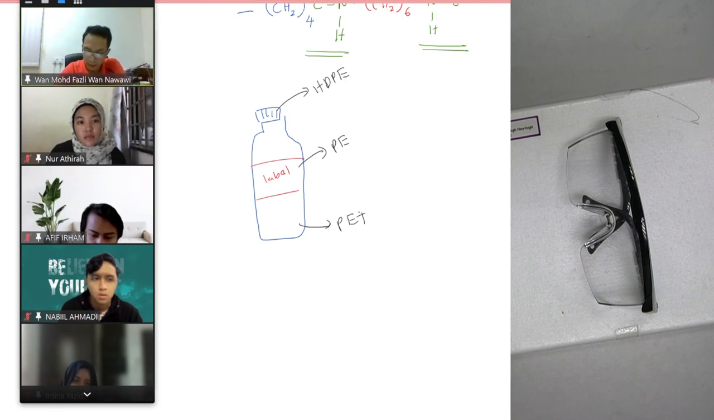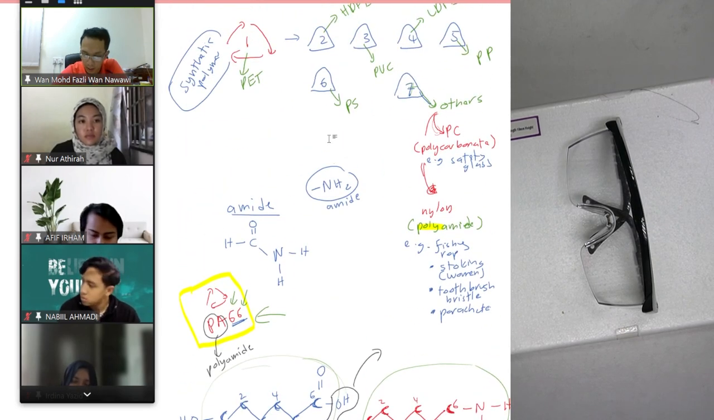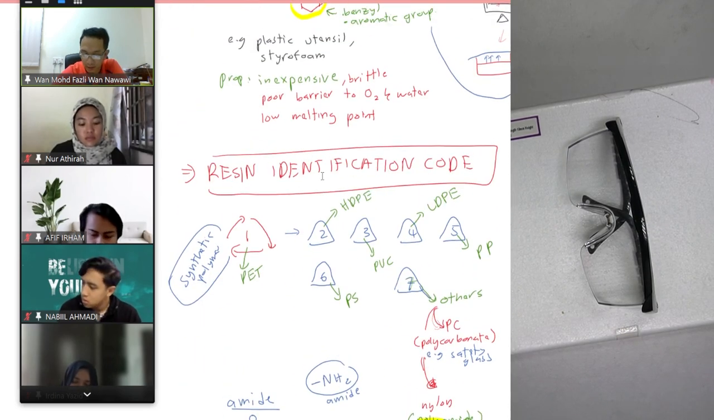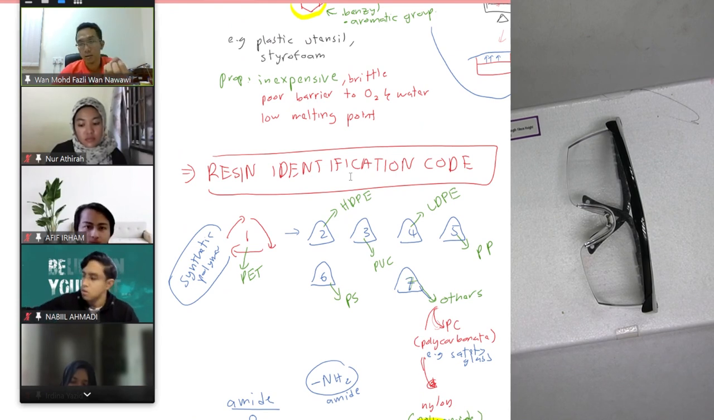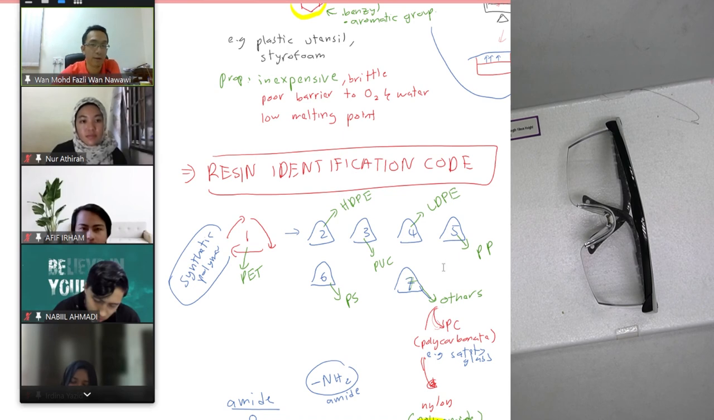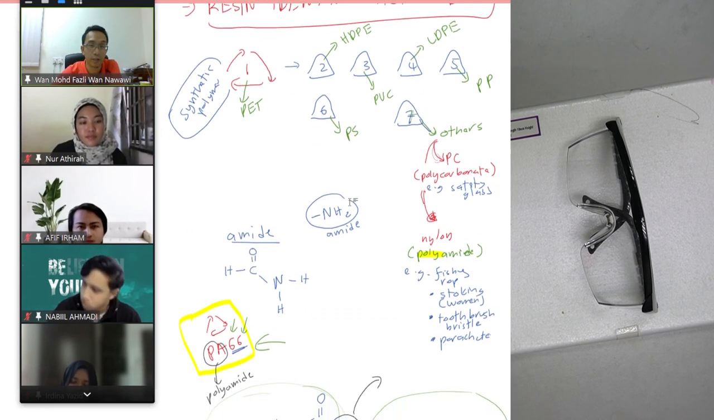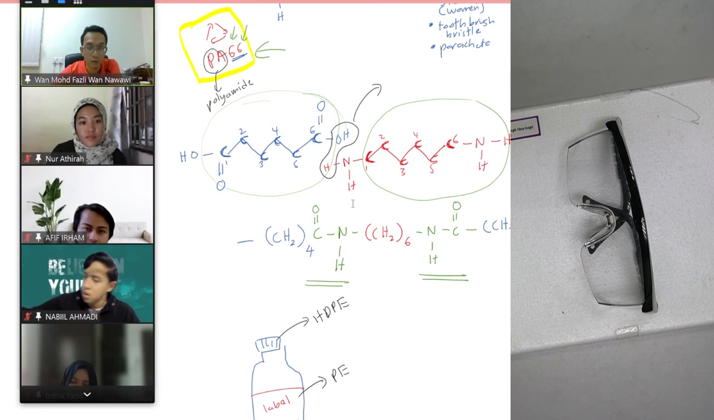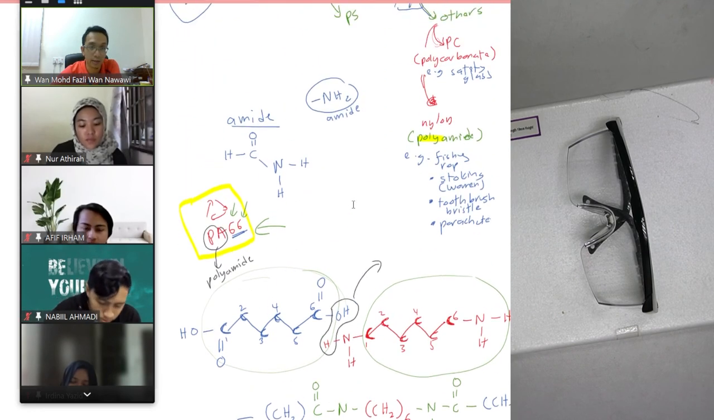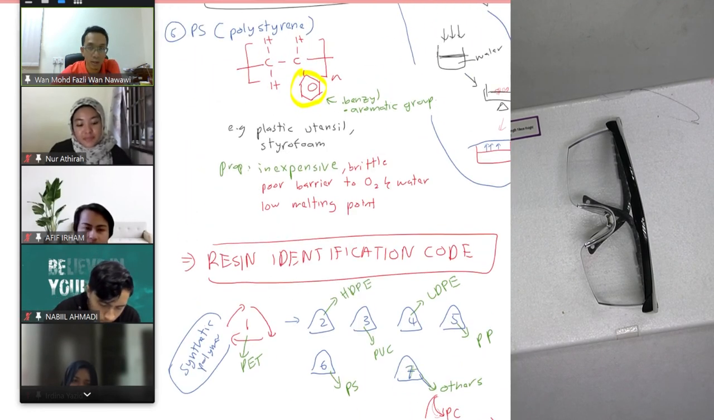So what does resin identification code mean? The number in the triangle is the resin identification code. It's basically to make it easy for people to separate the plastic, so that it's easy for them to recycle. That's the idea of the resin identification code. So for today, we just finish until 7 here. Next class, we will continue again with polymer.